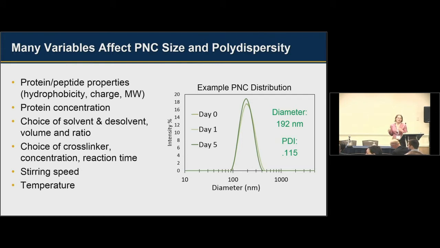In general, higher protein concentration gives you smaller particles. So the things that we can control better are our choice of the solvent and the desolvent, the volume of each and the ratio between them, and what kind of crosslinker we use, how much we crosslink. And then stirring and temperature are a little bit important, more in some cases than others, but ultimately don't have a big effect.